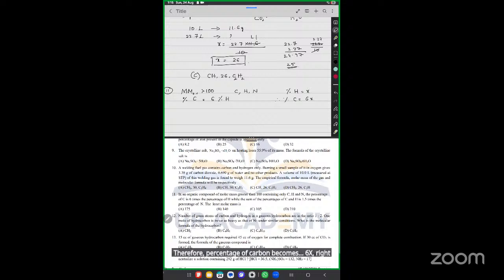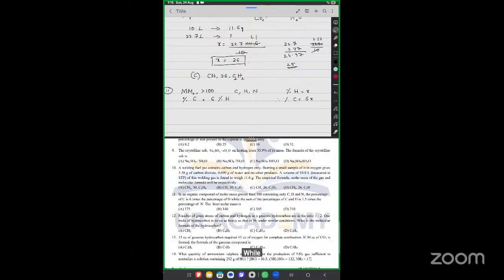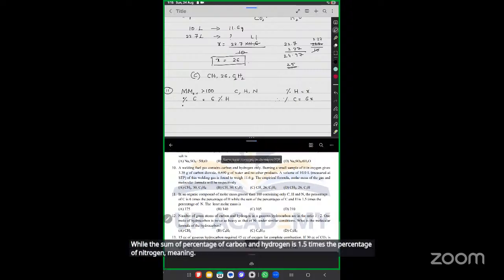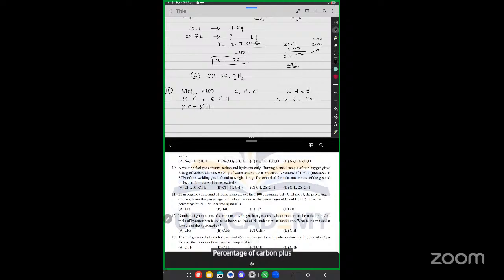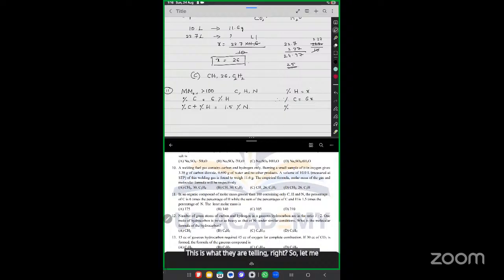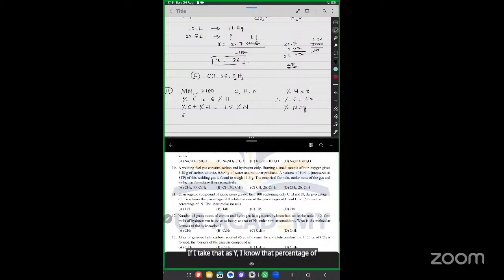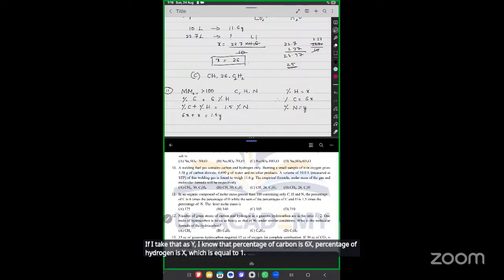And one more data they are giving: the sum of the percentage of carbon and hydrogen is 1.5 times the percentage of nitrogen. So let me take the percentage of nitrogen as Y. The percentage of carbon is 6X, the percentage of hydrogen is X, so 7X is equal to 1.5Y. I'm going to write Y in terms of X: Y is 7X divided by 1.5.